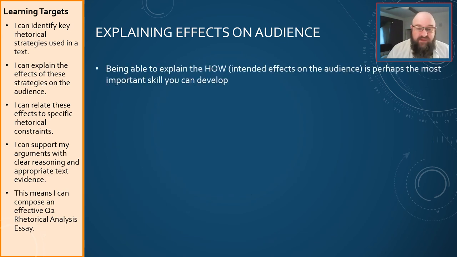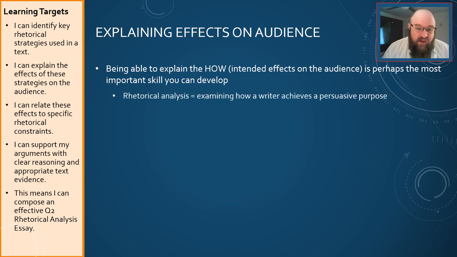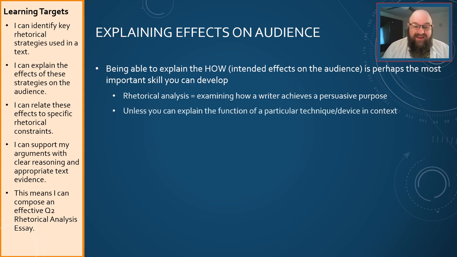So, being able to explain the how, which is the intended effects of a rhetorical strategy on the audience, is perhaps the most important skill you can develop in rhetorical analysis, and particularly on the AP Lang Q2. After all, rhetorical analysis is examining how a writer achieves a persuasive purpose. And unless you can explain the specific function of a particular technique or device in the context in which it's used, you can't actually perform rhetorical analysis.